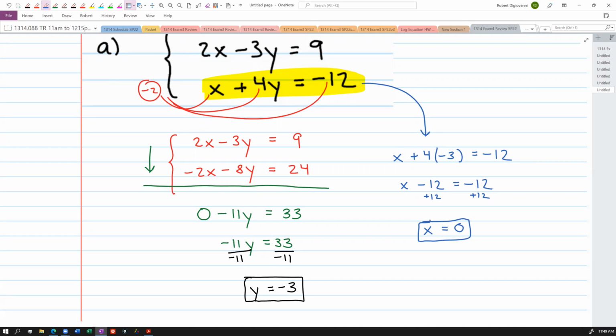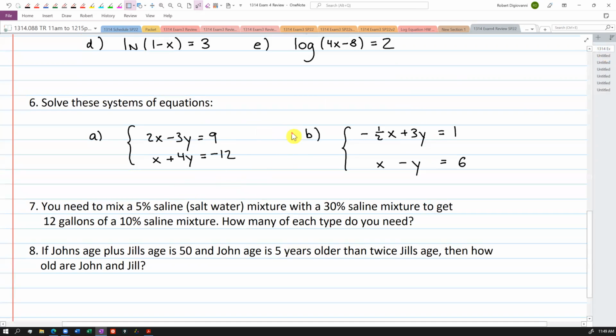Now, I did say pay attention though, because if you work this out and you get something that doesn't make sense, like 2 equals 4, what does that tell you? No solution, right? That the lines are parallel. And what if you get something like 2 equals 2? Infinite solutions. So it's the same line. Just be prepared for that because we did talk about that in class. So, all right, next one.